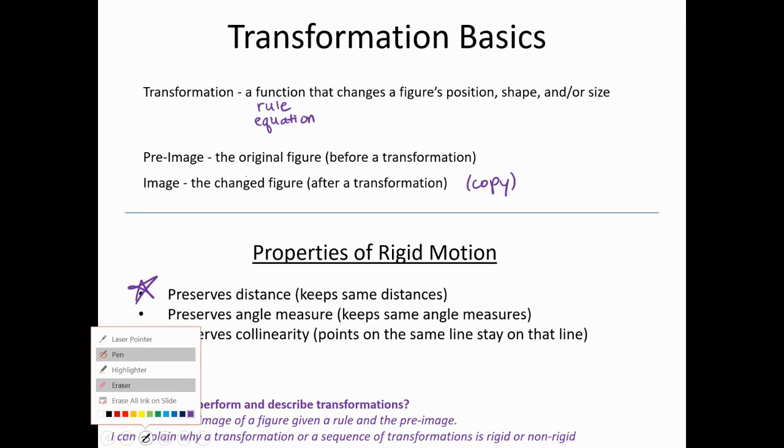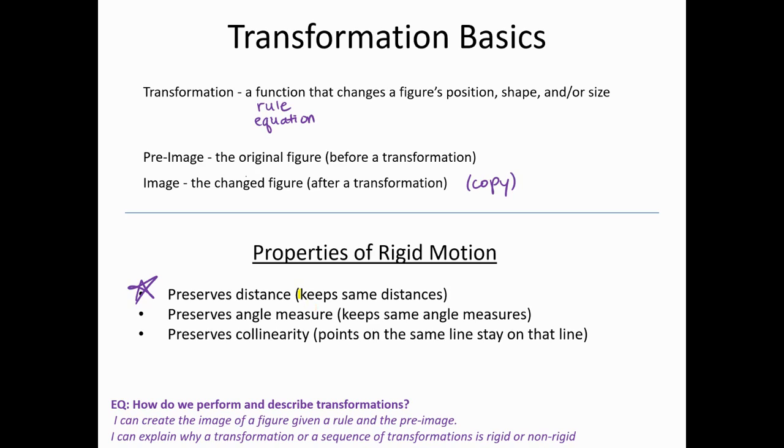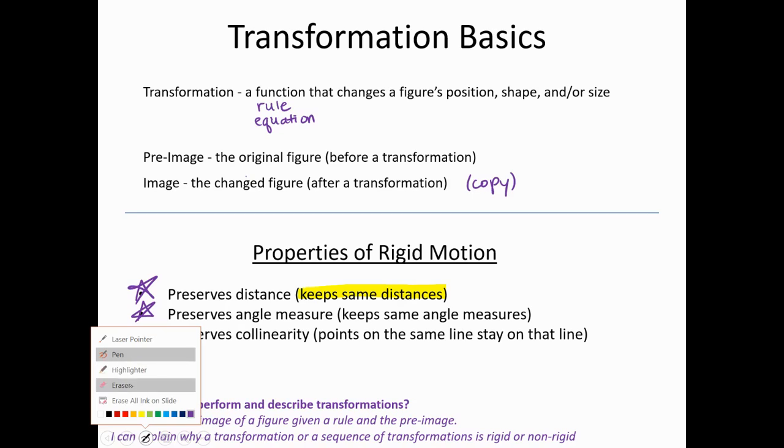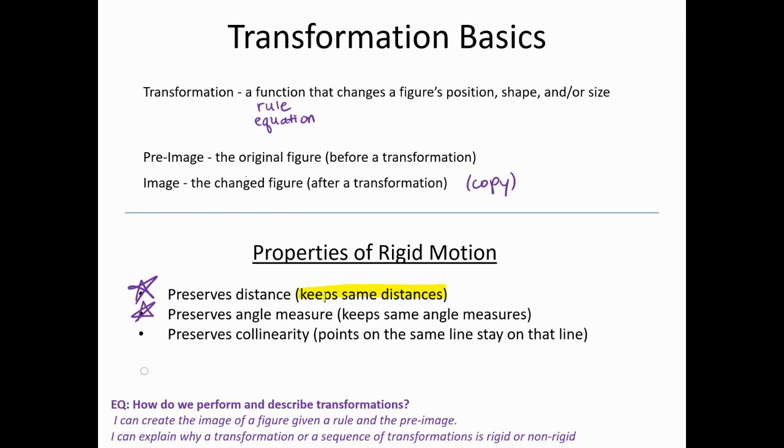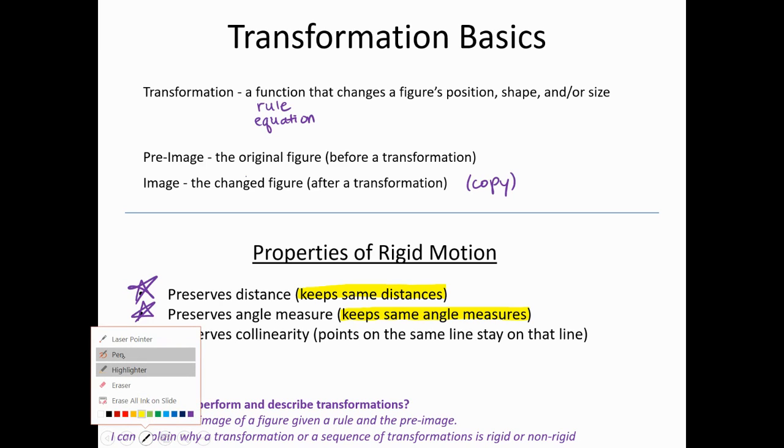You should be jotting this down: keeps the same distances. And then this next one, also super important: preserves angle measure, meaning it keeps the same angle measure. So an angle in a figure that starts off as 30 degrees will still be 30 degrees in the answer.